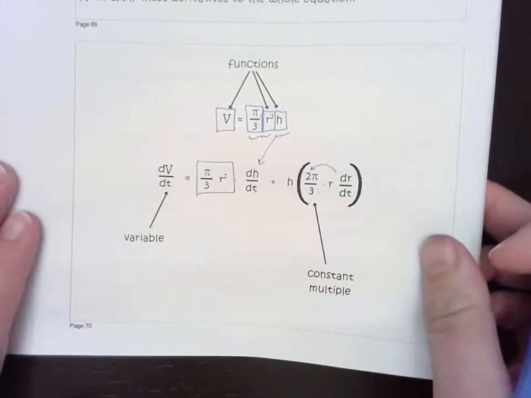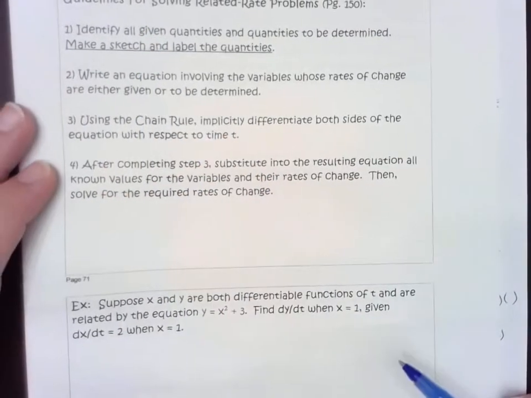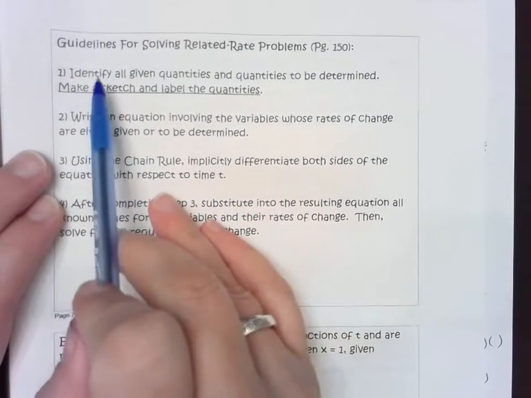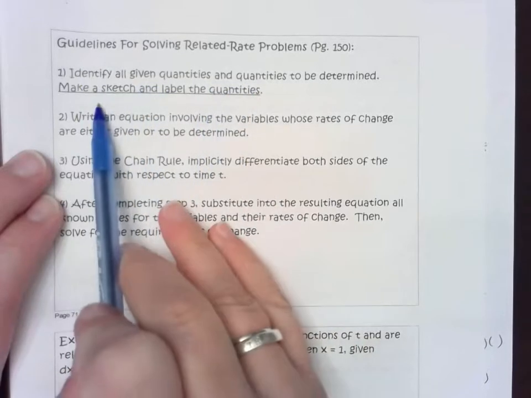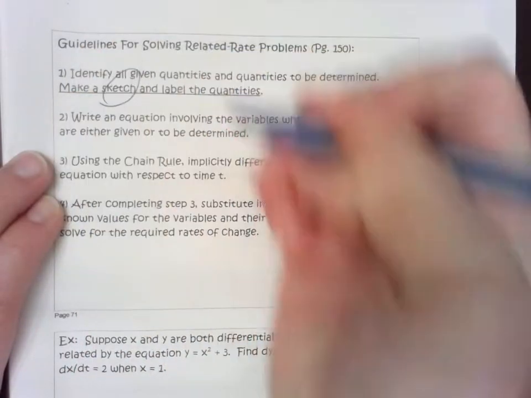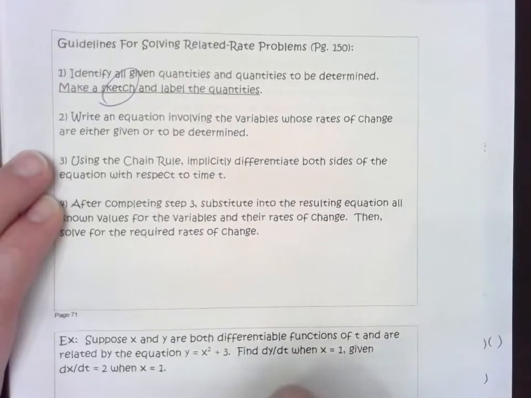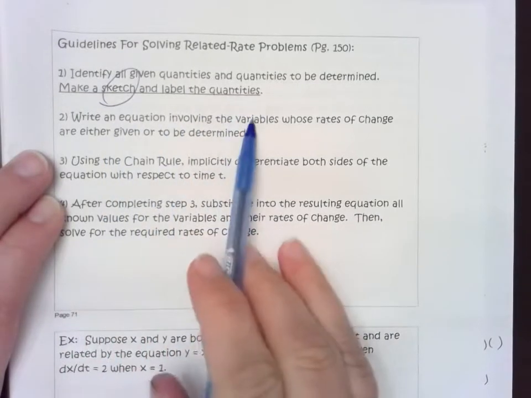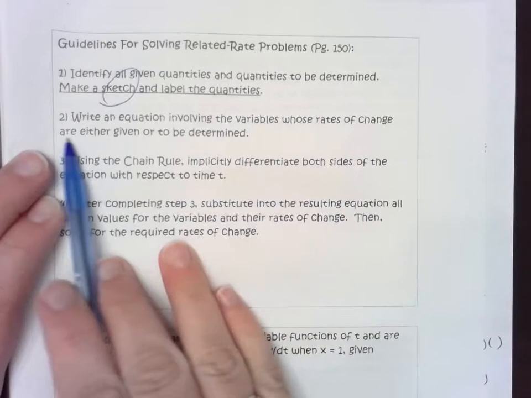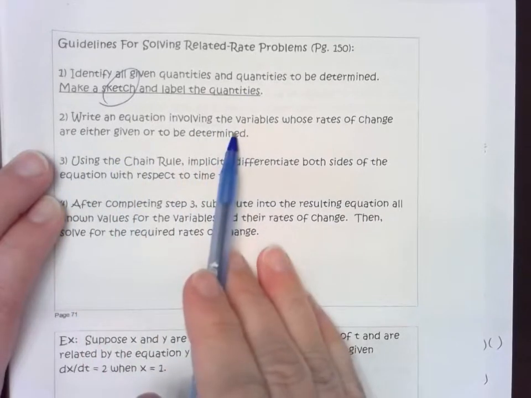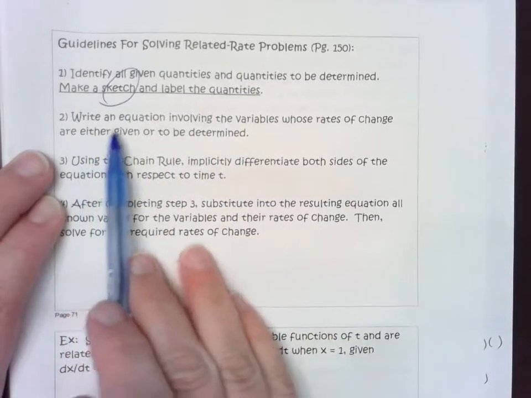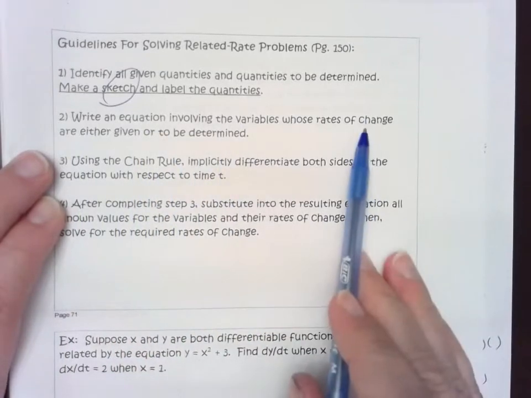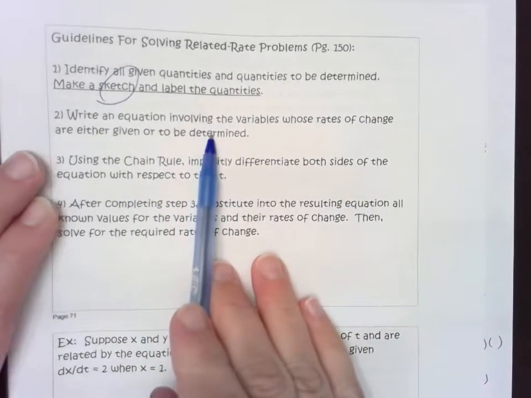Now, to make this hopefully a little bit even clearer, let's talk about the conditions and then we'll go right into a word problem. So what we're going to do first is identify all our given quantities and make a sketch. I think the sketch is probably one of the most important pieces because once you have that labeled, then you can see what information you're given and what information you might be trying to solve for. You're going to write an equation that involves the variables whose rates of change are either given or to be determined. You want a relevant equation. If it says something about volume changing, you don't want to use an area formula, so make sure that you're paying attention to that piece.